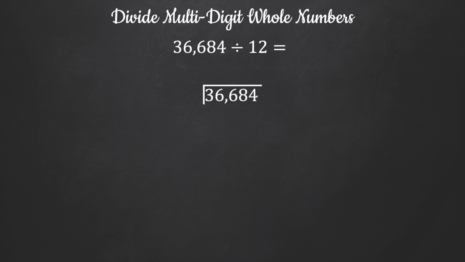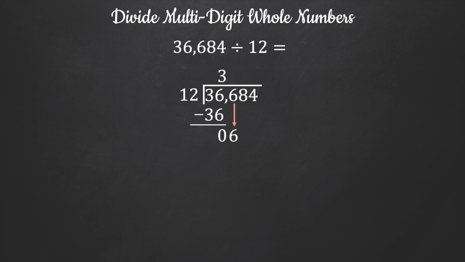So we're going to use long division. And in order to begin, we're going to ask ourselves, how many times does 12 go into that first digit, which is 3? And 12 does not go into 3. So then we're going to look at the next digit. And we're going to ask ourselves, how many times does 12 go into 36? Well, 12 goes into 36 3 times because 12 times 3 is exactly 36. So we're going to go ahead and subtract. 36 minus 36 is 0. And then we have to move down this next digit.